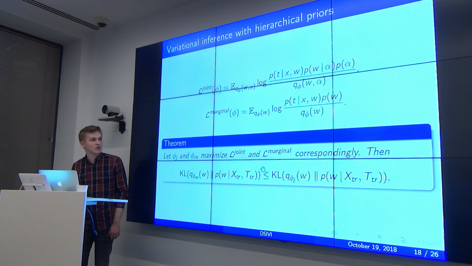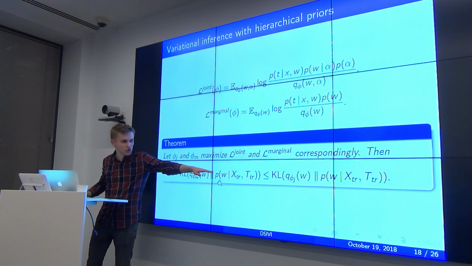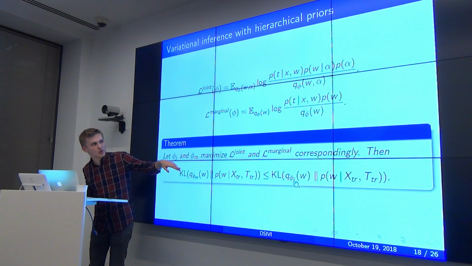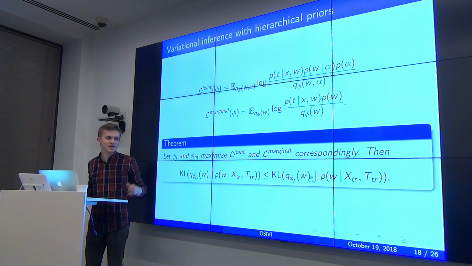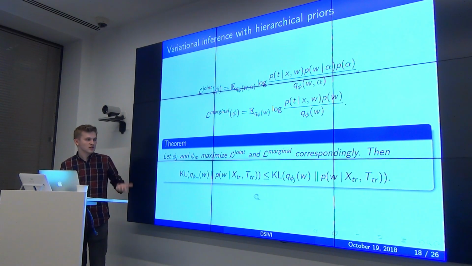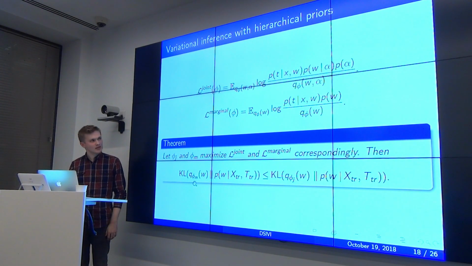maximize the joint and the marginal ELBO correspondingly, then the KL divergence between the approximate marginal posterior for W and the true posterior of W in the marginal case is less than or equal to the KL divergence between the marginal posterior that we get in the case of the joint problem and the true posterior. Well, if we want to have some good posterior distribution over the weights W, then we'd better use the marginal objective.